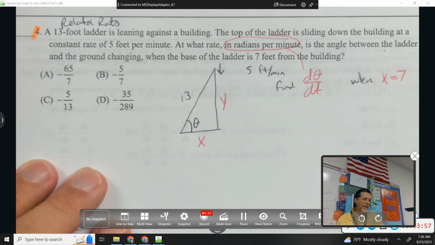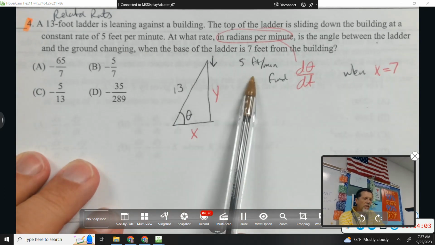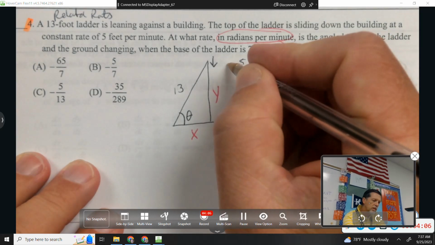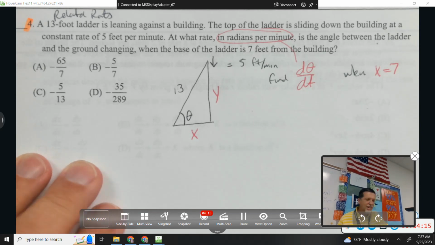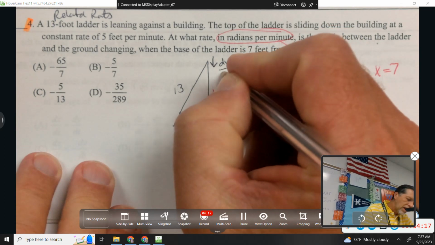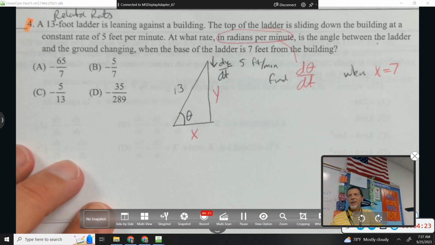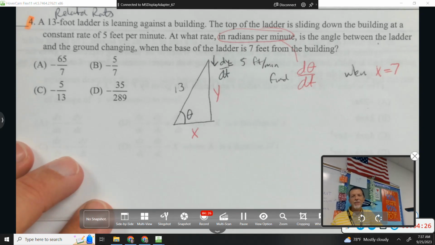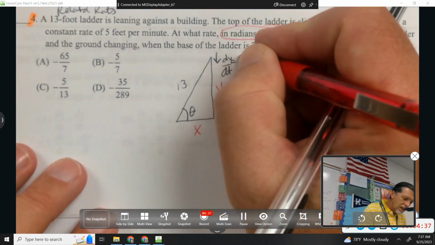Okay, so I need to write everything down. What is 5 feet per minute in terms of my variables? dy, careful, dy dt. It's how y is changing with respect to t. What else do I need to be careful of? If I say the word, you'll automatically know what I'm talking about. Anybody know what I'm fishing for here? Something's not quite right on what I've written down. Negative. The y is shrinking, so it's negative.